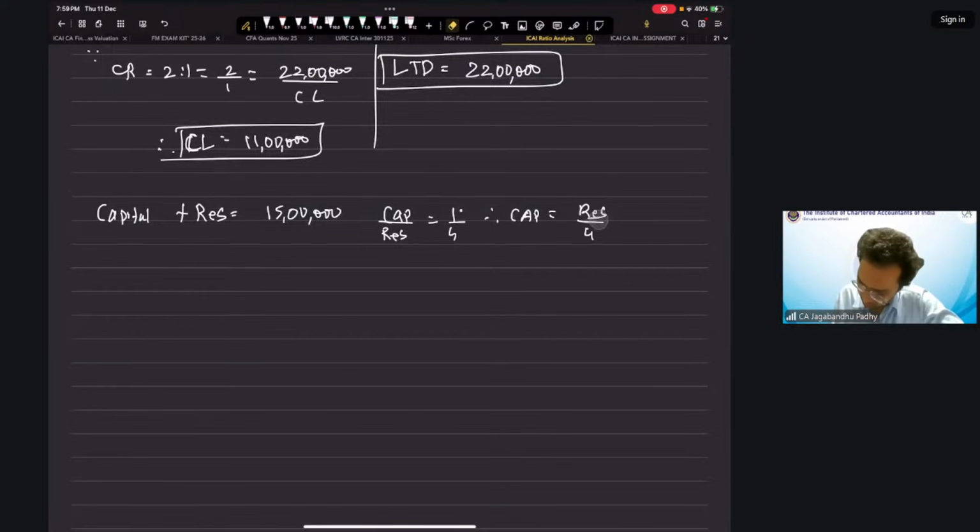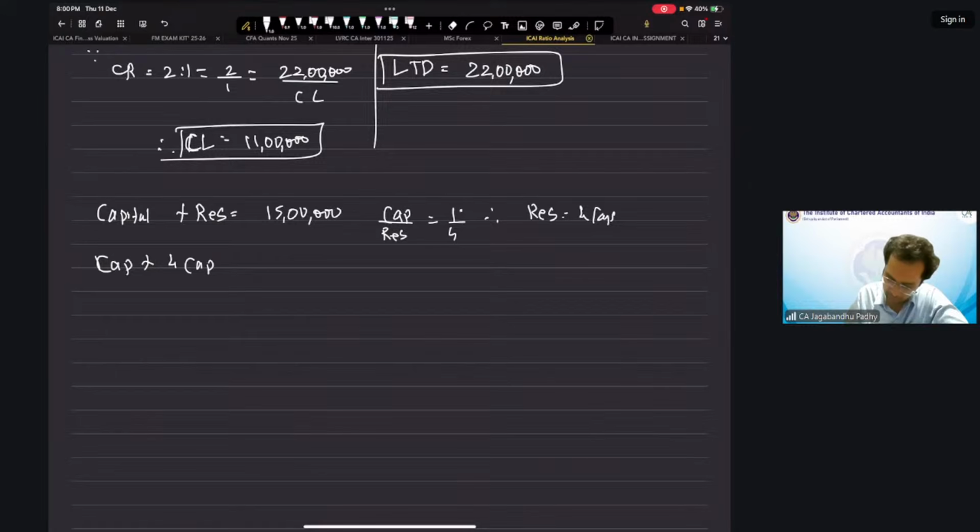Or we can also say that reserves is 4 times of capital. So we'll say this as capital plus 4 times of capital is 15 lakh. This will give us the capital value.